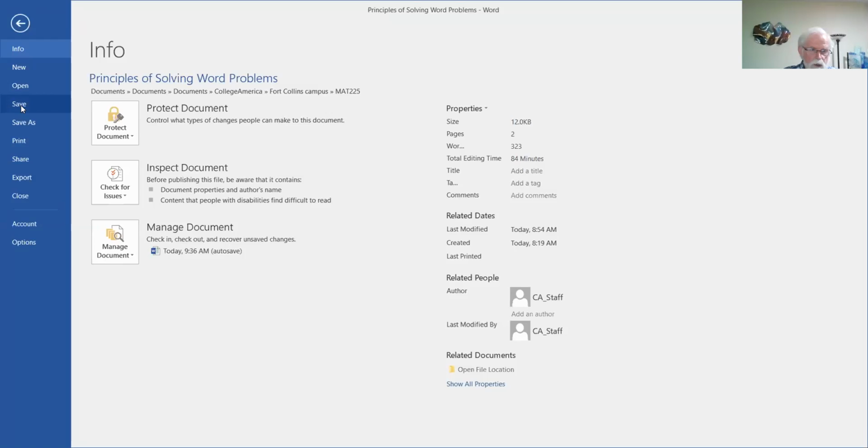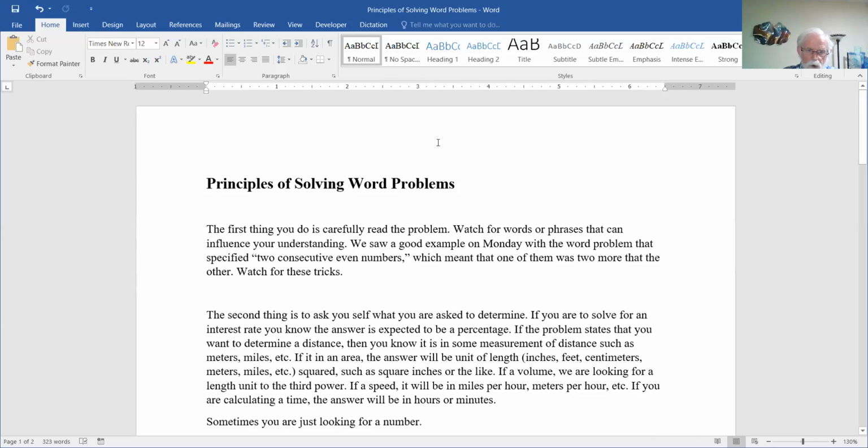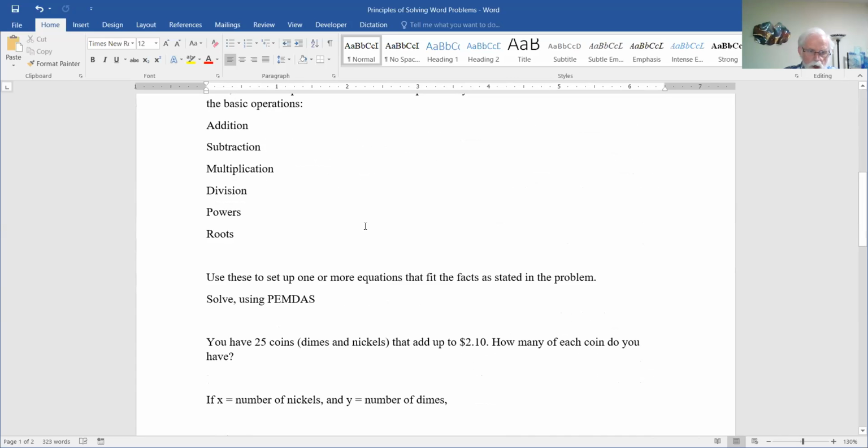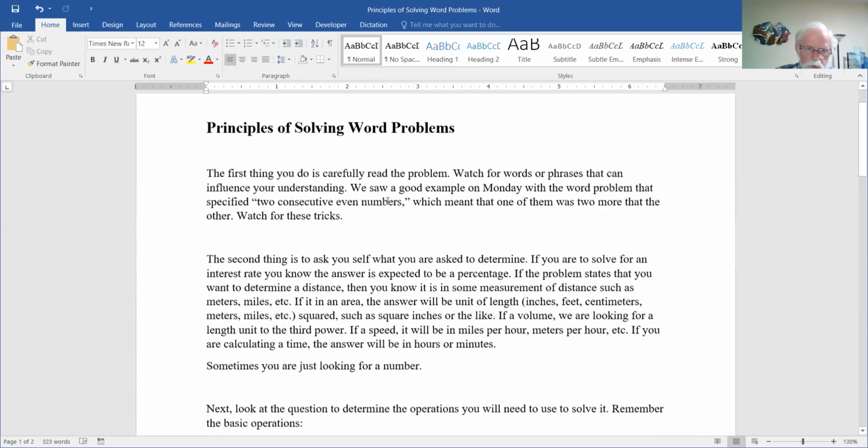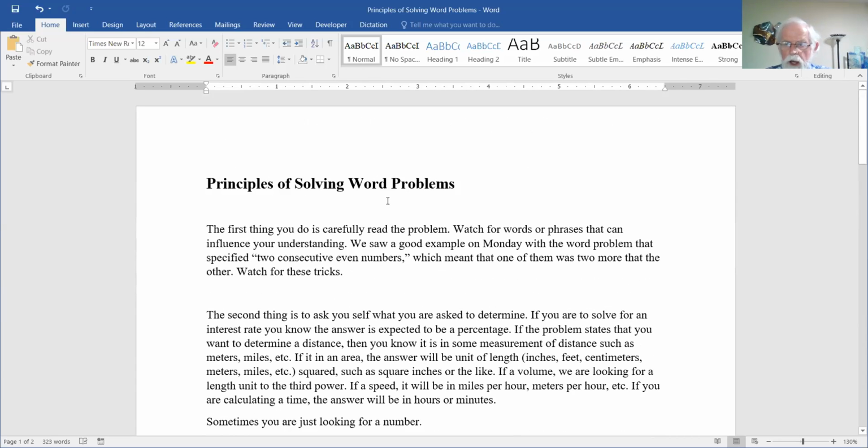Let's save that. Okay. So does this document, this explanation of how to look at problem solving and word problems, does that make sense? Okay. So it's a stepwise process, which starts, as so much in our life, with understanding what the problem is. You can't solve a problem you don't understand. Sure.